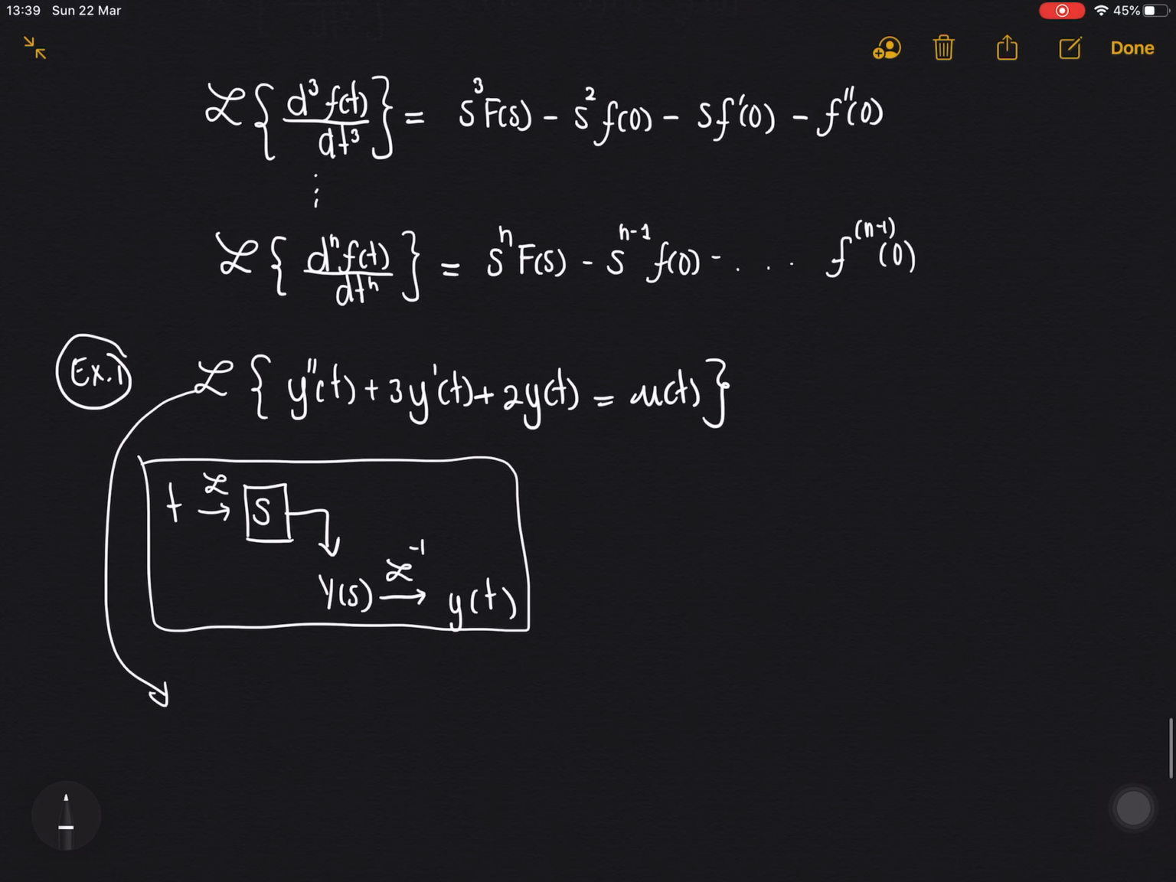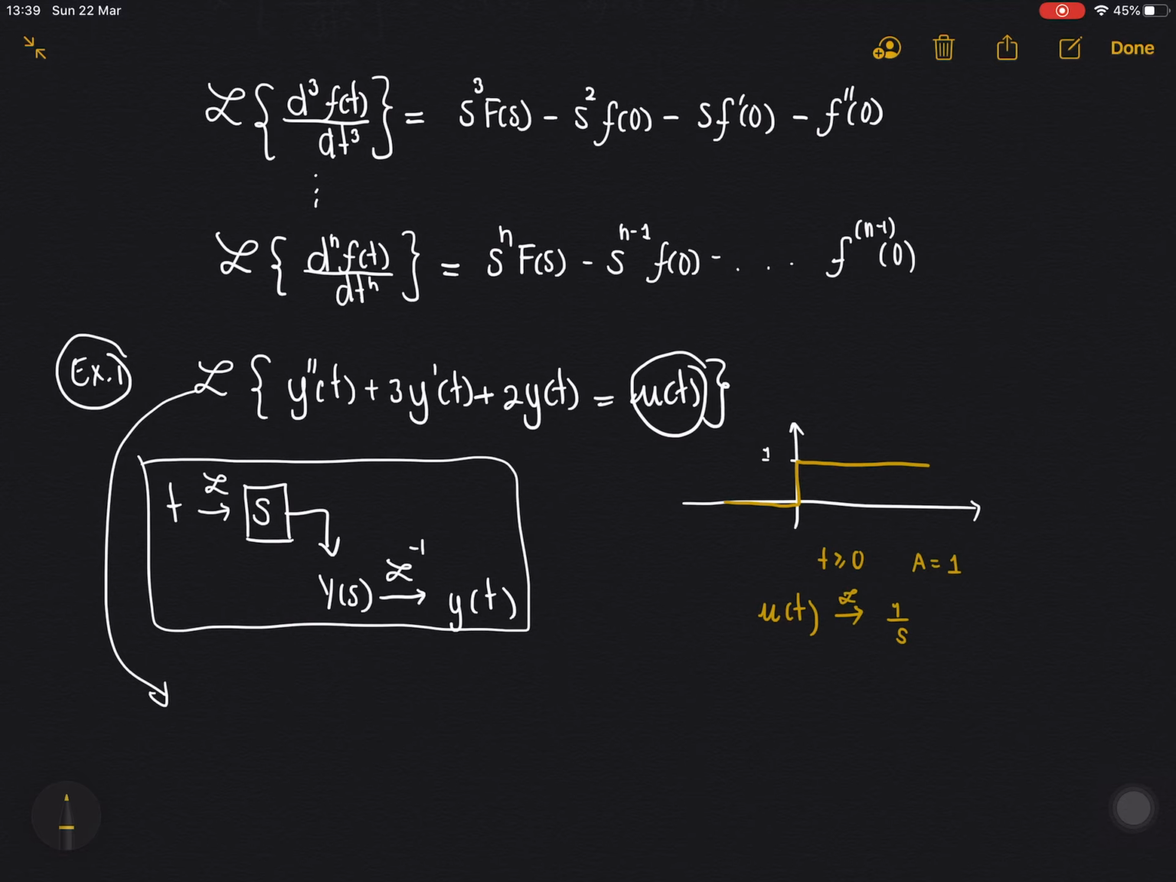You have the Laplace transform of y double prime (t) adding up with 3y prime (t) plus 2y(t) equal to u(t). If you could remember, this u(t) actually means the unit step function. So when you have this kind of graph here, and you have the unit step function, let's say the amplitude is 1, that's it. Means that for time greater than or equal to 0, your amplitude will be equal to 1. So the unit step function in the time domain, when you apply the Laplace transform, its frequency domain will be equivalent to 1 divided by s.